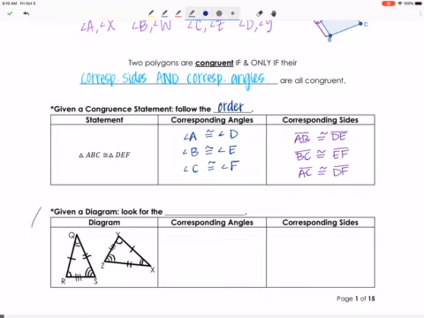So if that were the picture I had, I'm looking for marks of angles that would indicate congruence. So angle R would be congruent to angle Y. Angle Q would be congruent to angle X. Angle S would be congruent to angle Z. And then the same thing for the sides. You're looking for sides that have the same marks. So Q to R would be corresponding and congruent to X to Y.